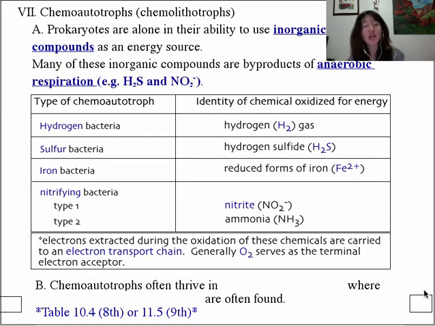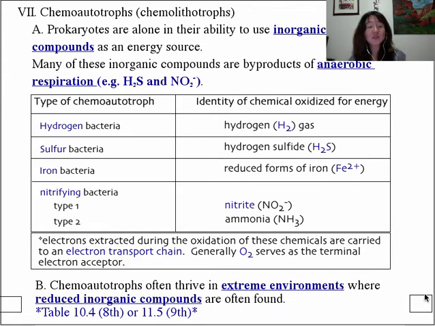We might guess that chemolithoautotrophs thrive in very extreme environments where they tend to find their reduced inorganic compounds. Very extreme environments where maybe there are also a lot of anaerobically respiring bacteria producing the waste products, so to speak, that then chemoautotrophs see as a source of energy.